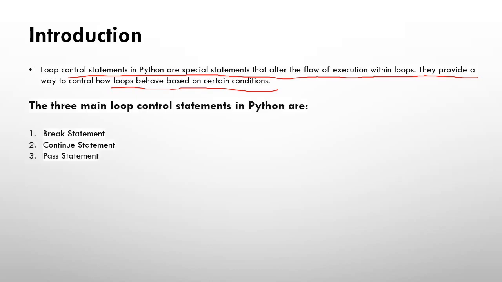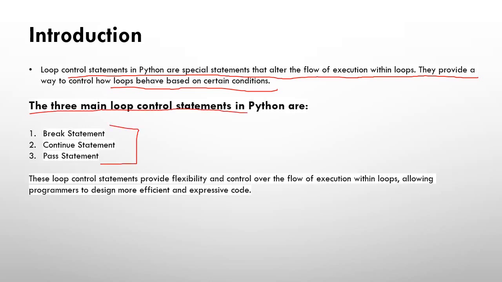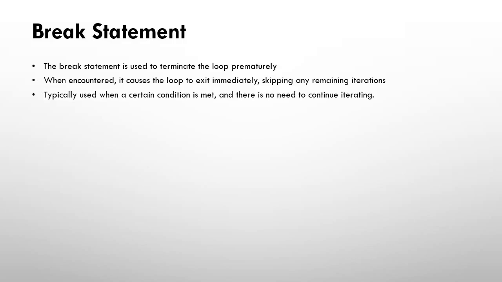In Python, there are three main loop control statements: break statement, continue, and pass statement. These loop control statements provide flexibility and control over the flow of execution within loops, allowing programmers to design more efficient and expressive code. Starting with the break statement.